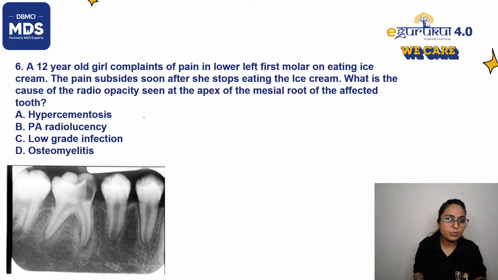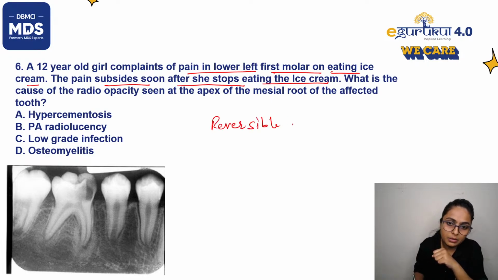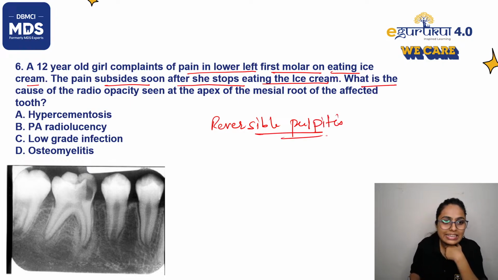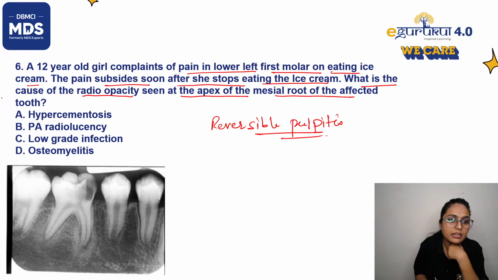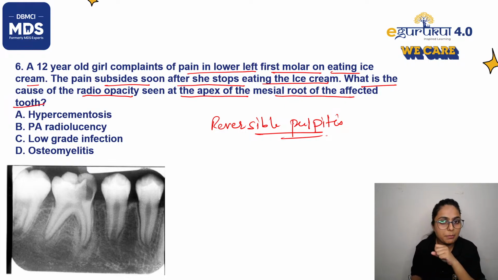Next question: a 12-year-old girl complains of pain in lower left first molar on eating ice cream. The pain subsides soon after she stops eating the ice cream. Now, this is a feature of reversible pulpitis. They have clearly mentioned. Now what is the cause of the radiopacity seen at the apex of mesial root of the affected tooth? Options are hypercementosis, periapical radiolucency, low grade infection, and osteomyelitis.